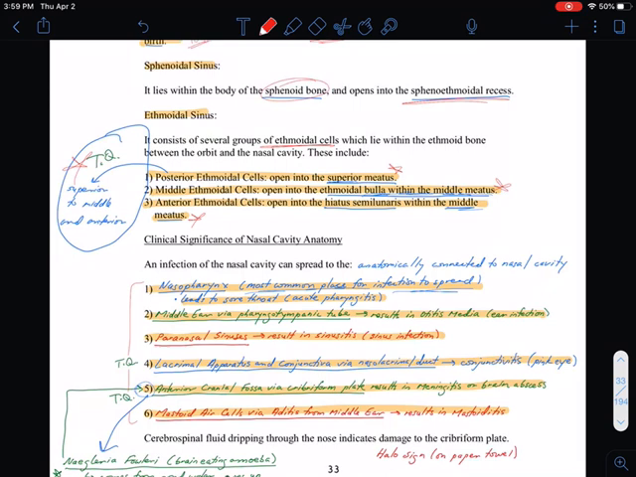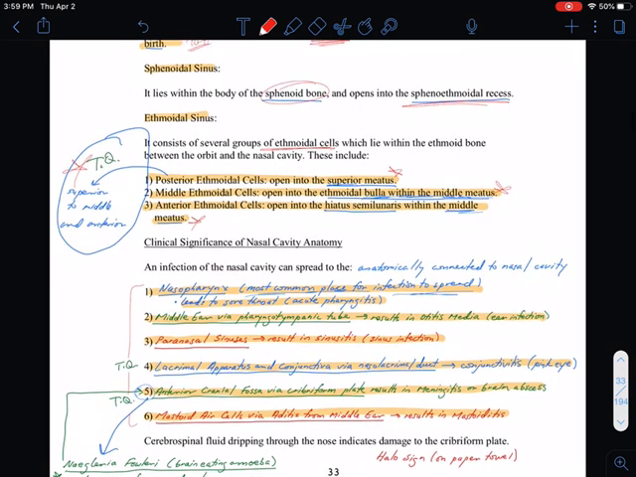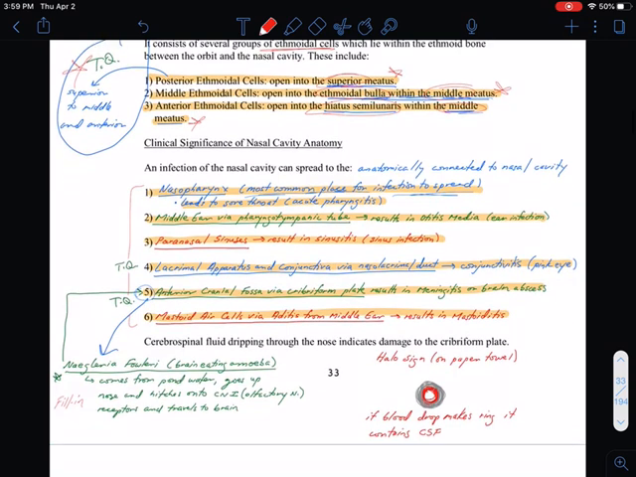The posterior ethmoidal cells open into blank, and you have to pick between superior meatus, middle meatus, ethmoidal bulla, that type of thing. So, posterior ethmoidal cells, superior meatus; middle ethmoidal cells associate with the ethmoidal bulla, also within the middle meatus; and then the anterior ethmoidal cells, hiatus semilunaris, middle meatus. Pretty straightforward question there. Another section we usually see test questions come from is our clinical significance section of our nasal cavity.